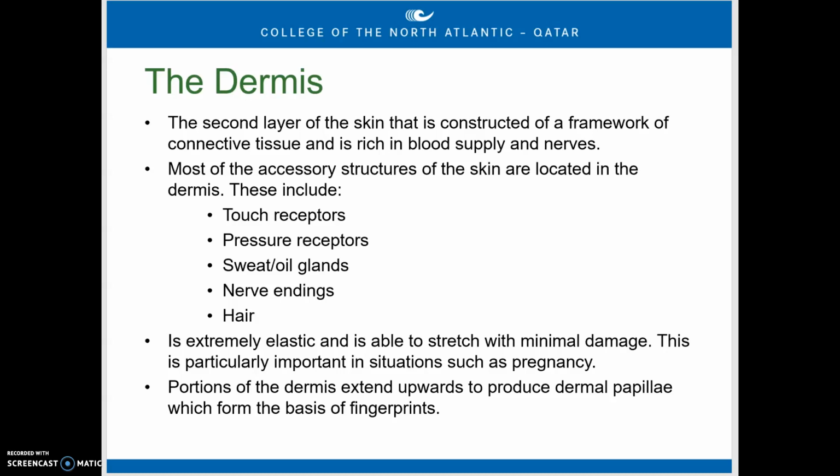Some of the accessory structures that you're going to find in the skin, and in particular in the dermis, are touch receptors that give us our sense of touch, pressure receptors that allow us to feel pressure. We'll also find sweat and oil glands. I'll show you those in a couple of seconds. We'll find nerve endings so that we can get information from our environment, and also hair.